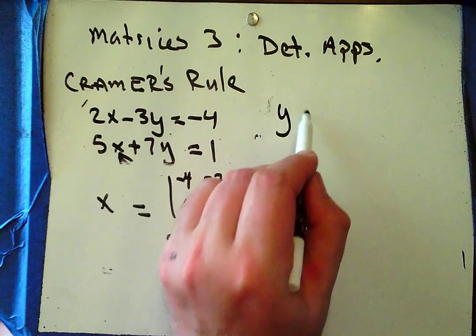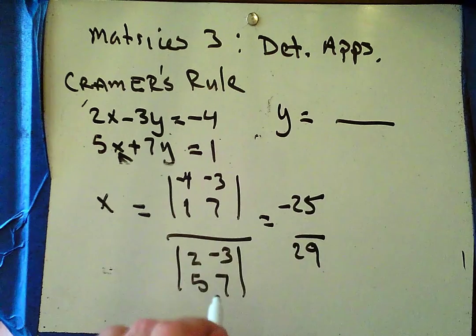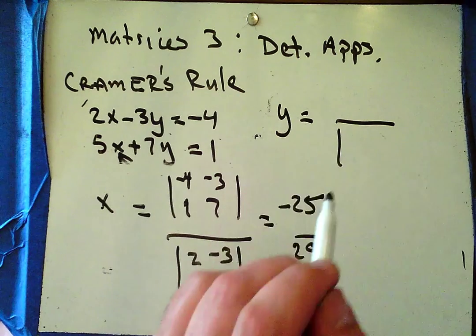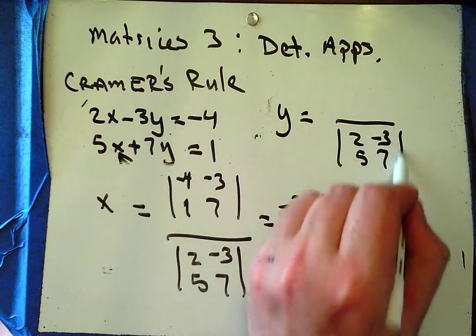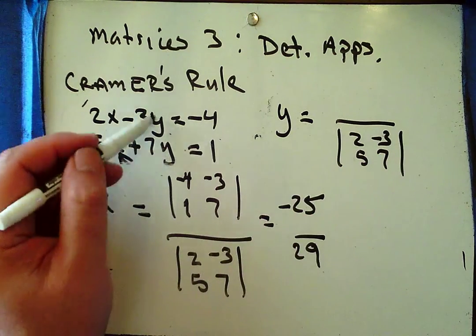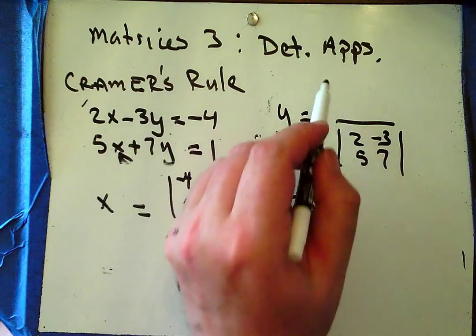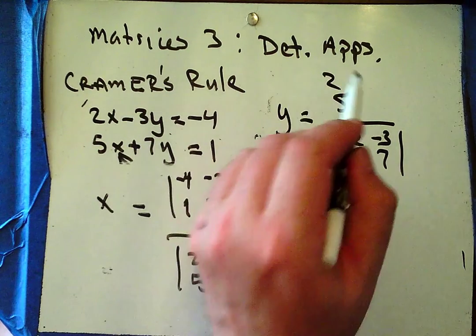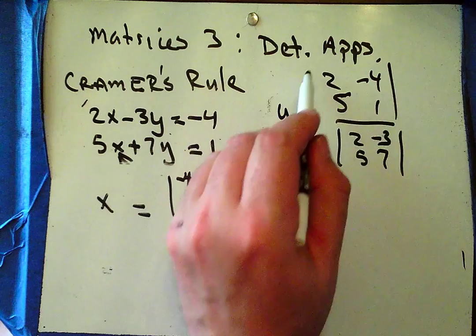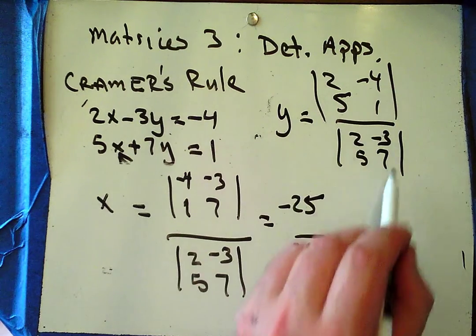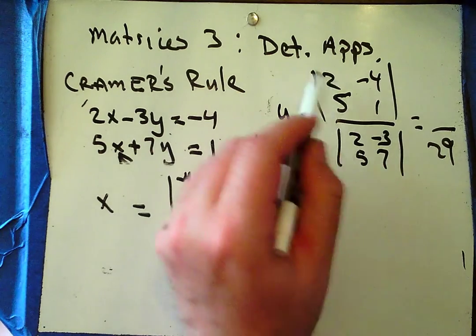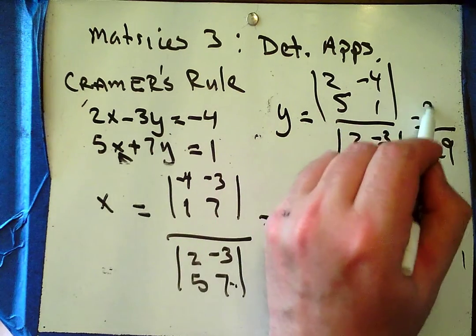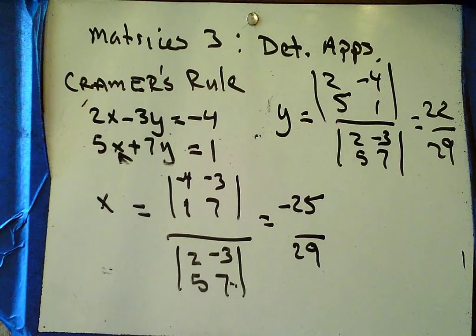And if we want to find y, well, the determinant on the bottom is the same. 2, negative 3, 5, 7. But on top, we're going to replace these y's with the answers. So 2, 5, negative 4, 1. And so now I already know the denominator is 29 because I did that over here. 2 minus a minus 20 is 22. Oh my God, Cramer's rule is so freaking fast.